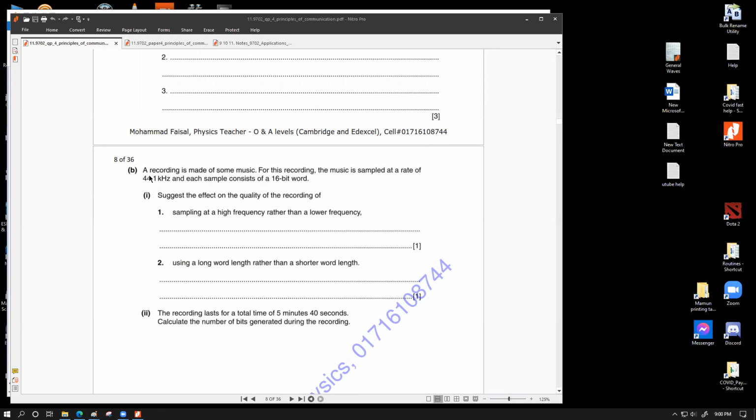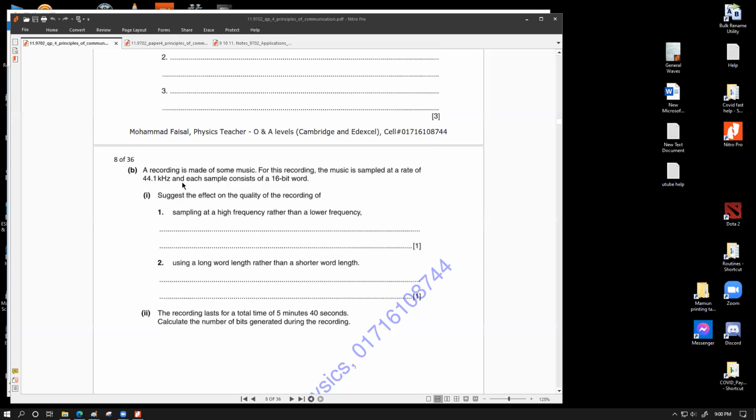Then we have this question. A recording is made of some music. For this recording, the music is sampled at a rate of 44.1 kilohertz, and each sample consists of a 16-bit word. State the effect on the quality of the recording of sampling at a higher frequency rather than a lower frequency, and using a long word length rather than a short one. So you just mentioned those two words.